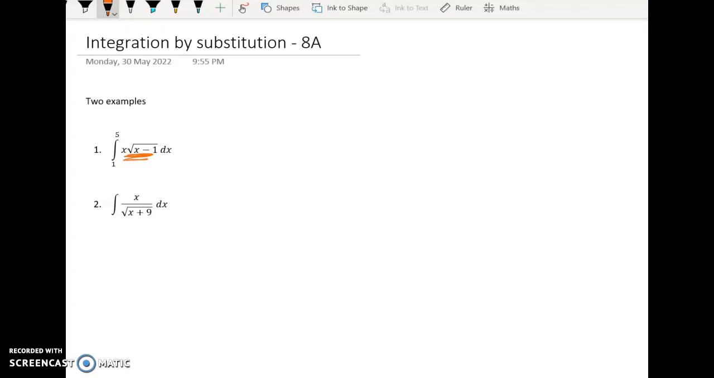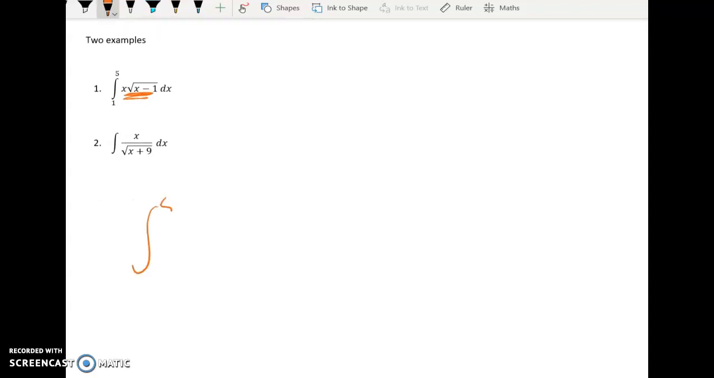So let's start with the definite integral, which is this one here. We've got the integral between 5 and 1 of x times (x minus 1) to the power of a half dx. So we don't have any of our nice patterns here. This thing here is not somehow linking up so that I can easily do this backwards in my head, right?